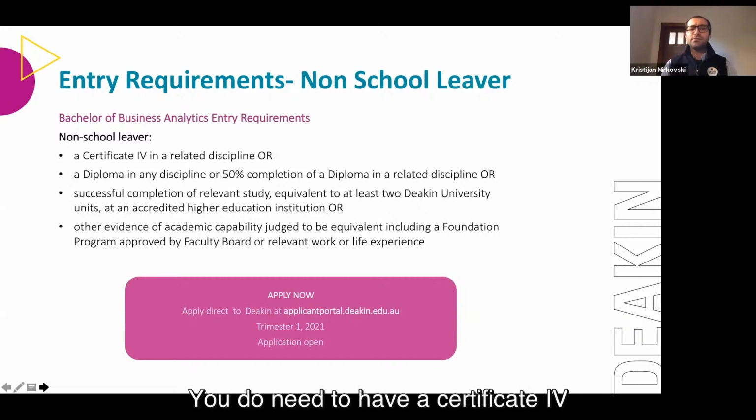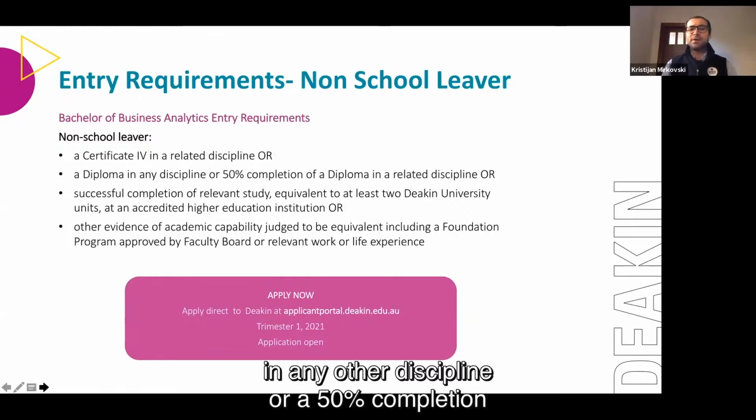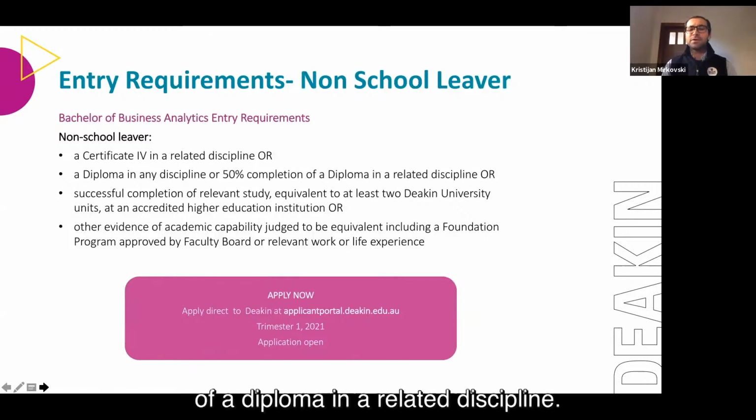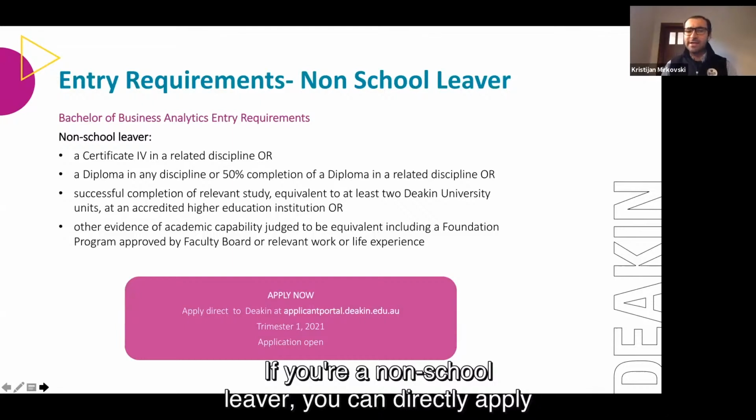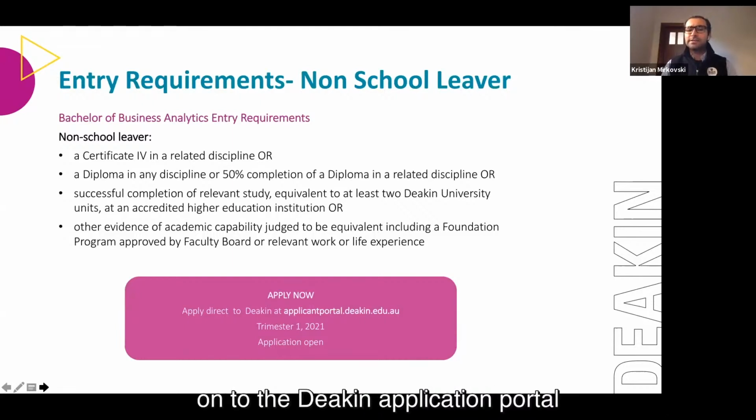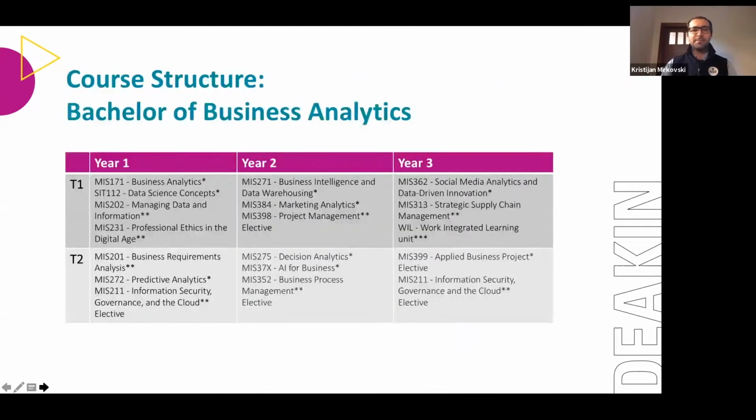For the non-school leavers, what are the requirements? You do need to have a certificate in a related discipline or a diploma in any other discipline, or 50% completion of a diploma in a related discipline. If you are a non-school leaver, you can directly apply onto the Deakin application portal. Also, applications are open for trimester 1 in 2021.